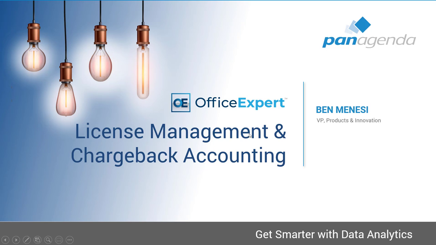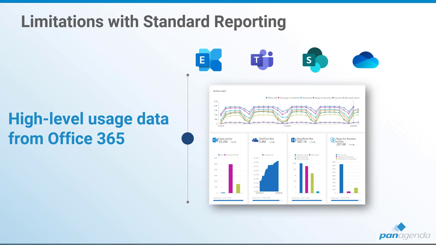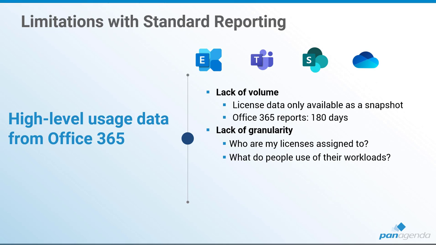Now before we actually take a look at what we do around licenses in OfficeExpert, I want to talk to you a little bit about what we're hearing from the market. There is a twofold problem with the usage and license related data that comes out of the box. There is a volume issue because license data is only available as a snapshot of who has what assigned to them. There is no historic perspective here. Even Office 365 reports will only go up 180 days. So this is a generic issue with usage data that comes out of Office 365.